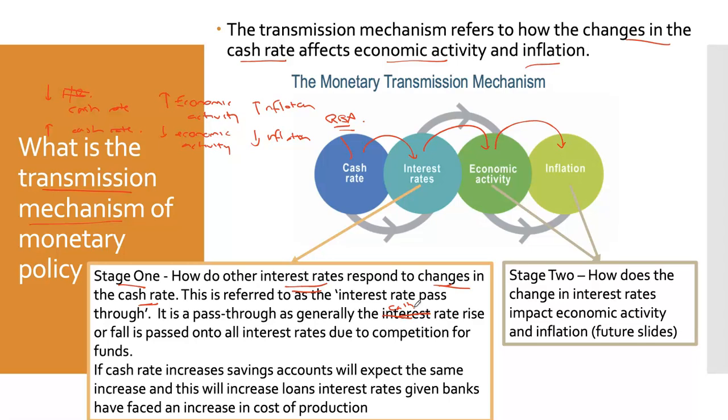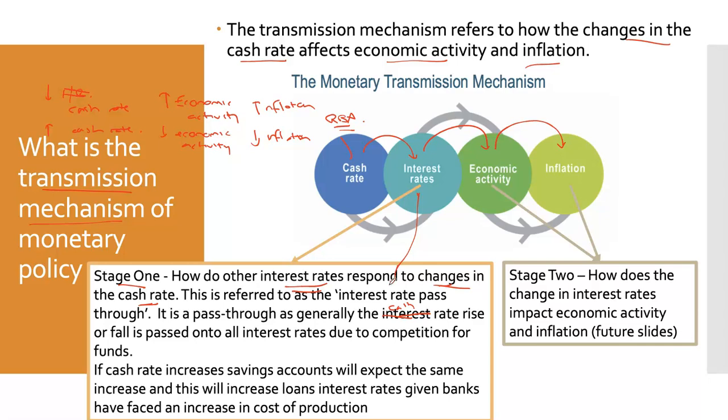So if the cash rate increases, savings accounts will expect the same increase. And this will increase an expectation and force the banks to increase savings account interest rates. Now, this is a cost of production for banks. They have to pay that to their customers. So this will increase the loan interest rates because the banks will see their costs, savings rates, going up, and they will pass this on to loan interest rates. So that's really all we need to know there. The interest rate changes occur due to interest rate pass-through.